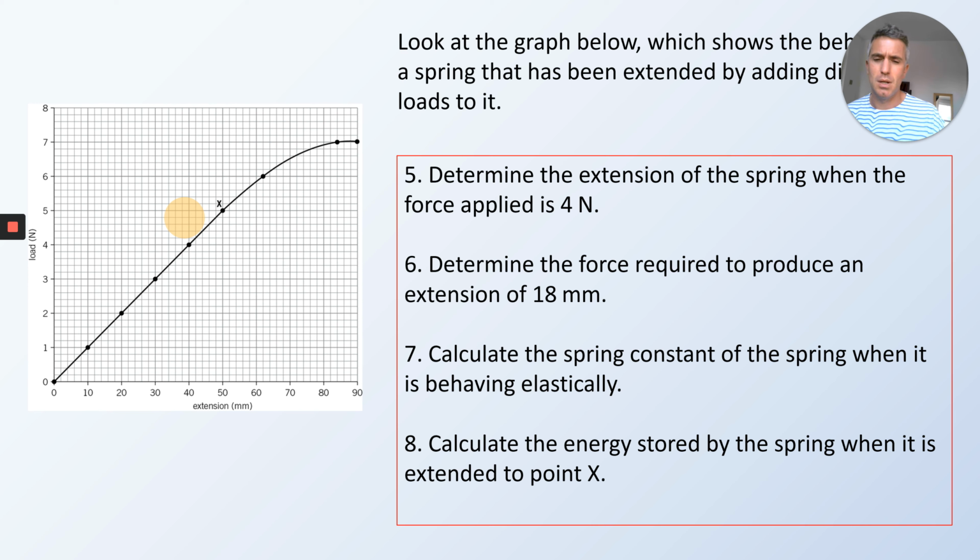And here we go. Oh, my head's in the way. Look at the graph below to the side, which shows the behavior of a spring that has been extended by adding different loads to it. First thing it says, question 5, determine the extension of the spring when the force applied is 4 newtons. You just have to read 4 newtons from one axis. What does it correspond to on the other axis? Easy. There's 4. Get a little ruler on your screen.